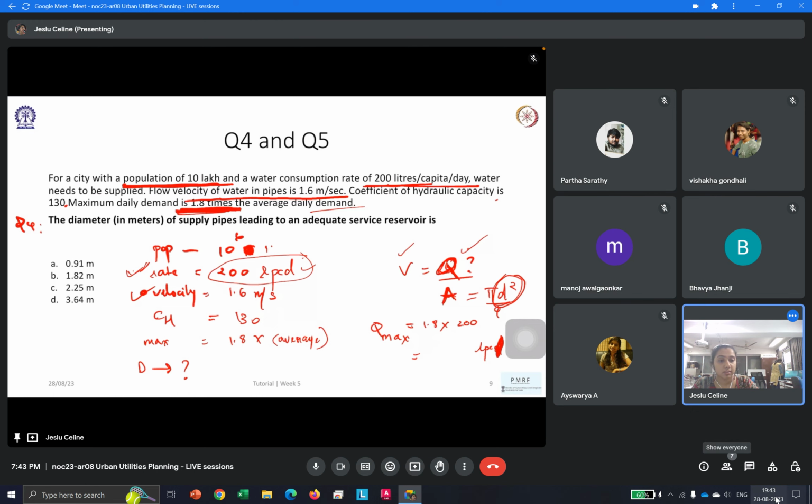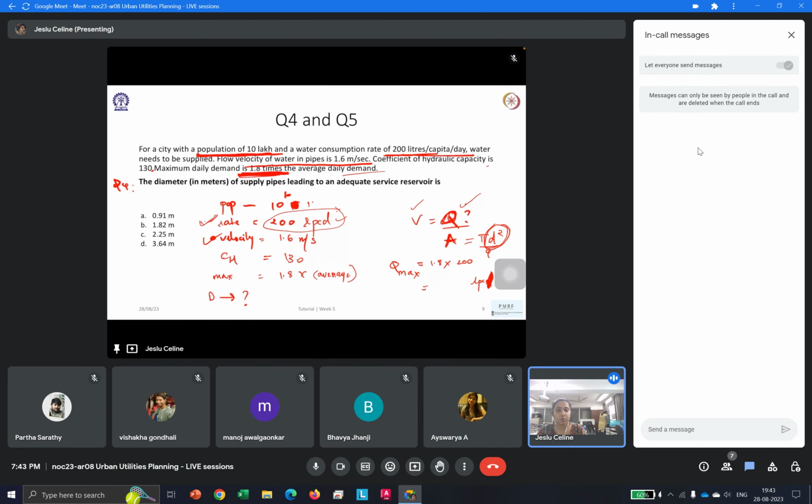1.8 into 200, which is 360. The average demand is given in LPCD, correct? So it will be just 360 LPCD, 1.8 into 200. So it's 360 LPCD. Now we have to find the daily demand.